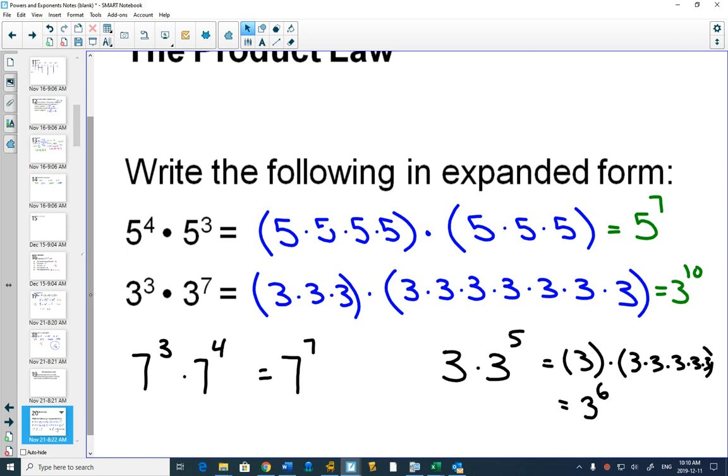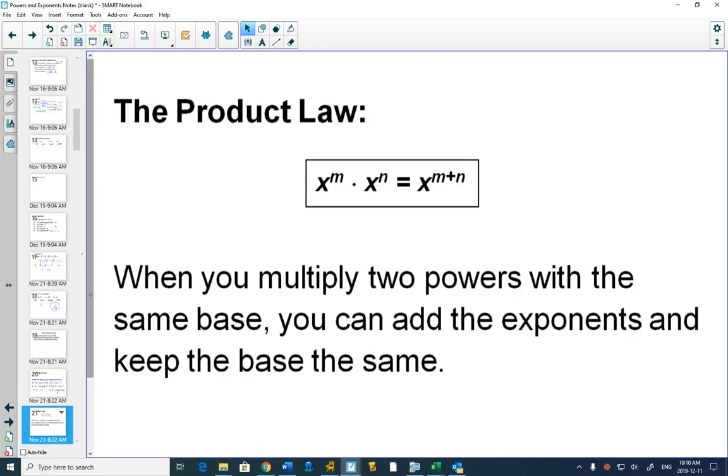So how do we write the rule? This is how the rule is written.